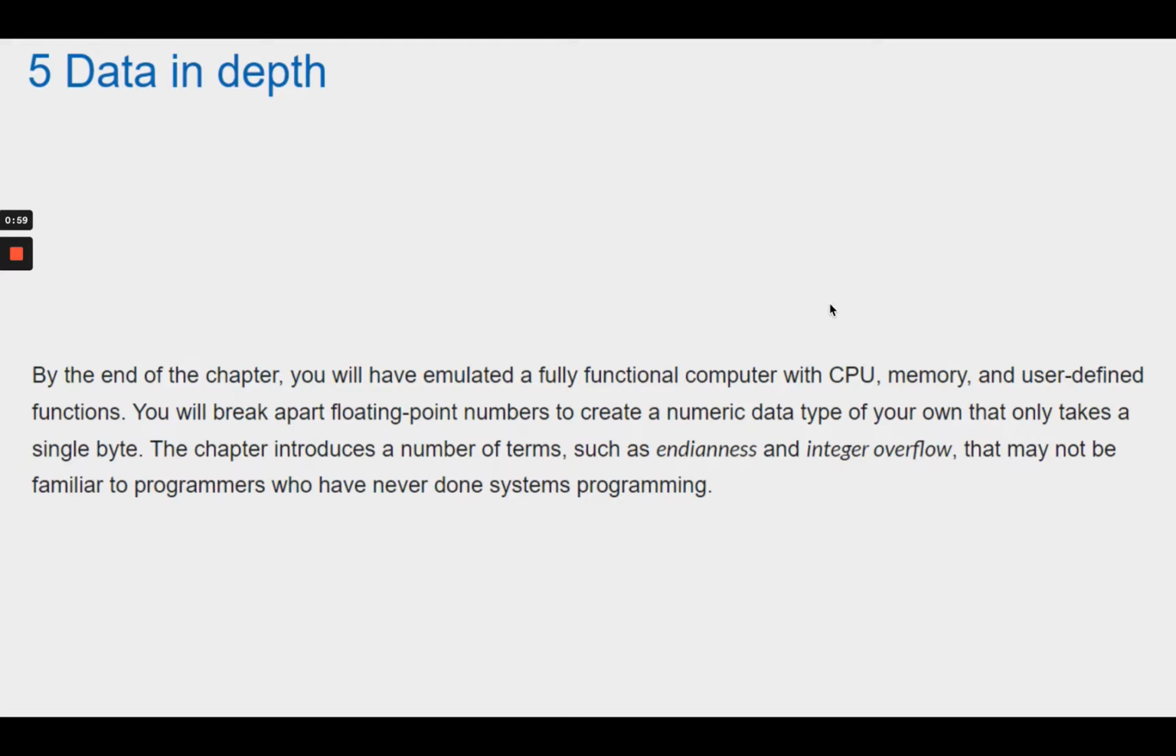By the end of the chapter, you will have emulated a fully functional computer with CPU, memory, and user-defined functions. You will break apart floating point numbers to create a numeric data type of your own that only takes a single byte. The chapter introduces a number of terms, such as endianness and integer overflow, that may not be familiar to programmers who have never done systems programming.